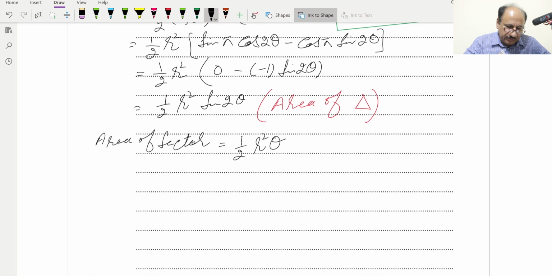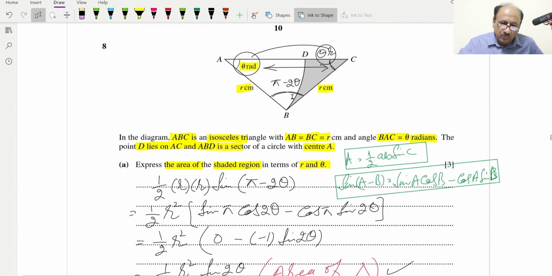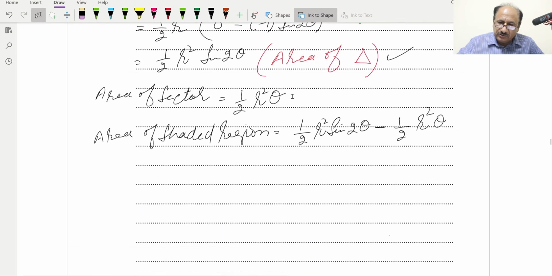So the area of the shaded region will be equal to what? This will be equal to the area of the triangle, which is 1 by 2 r square sine of 2 theta, minus the area of the sector, which is 1 by 2 r square theta. Now this will be the area of the shaded region, because we don't have values, so this is in terms of r and theta, which is required. So we are done with this part.